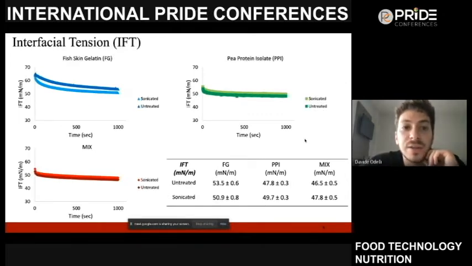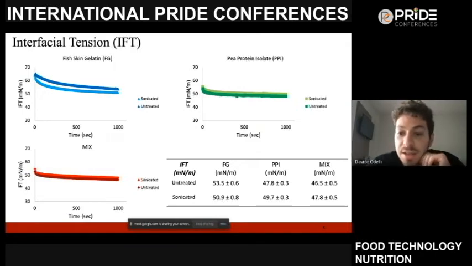Here are the graphs of the interfacial tension of all the solutions. The interfacial tension values were recorded for 1,000 seconds by an optical instrument, which calculated the values based on the shape of a small drop of each solution. In general, we can say that the lower the interfacial tension value, the higher the stability of the interface of these surfactants.